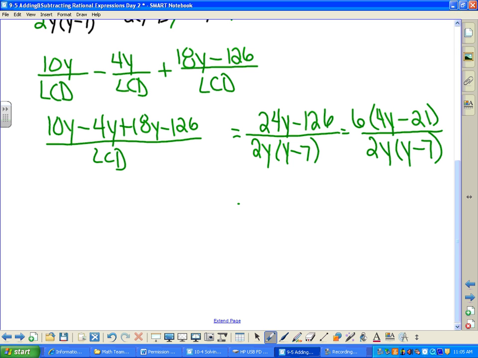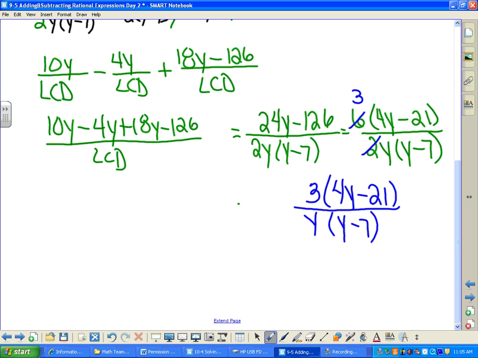And can anything reduce? Shelby? Yeah, the 2 and the 6 here. So you end up with 3 times the quantity 4y minus 21 over y times the quantity y minus 7. Okay? Does that help with that one? Question on this one? Yes?